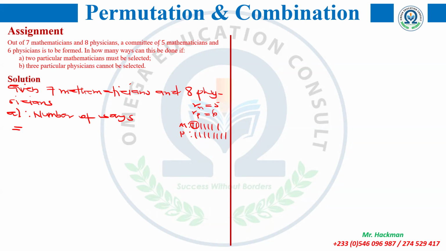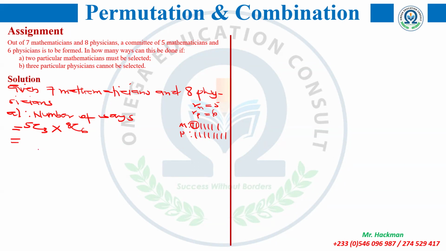If you've selected 2, it means you need 3 more to select from the remaining 5. Do you agree? So that will give us 5 combination 3. And for your physicians, remember, no restriction. So you still have 6 to select from 8. So that will be 8 combination 6. At this point, you know what you are supposed to do: use the definition to expand this.